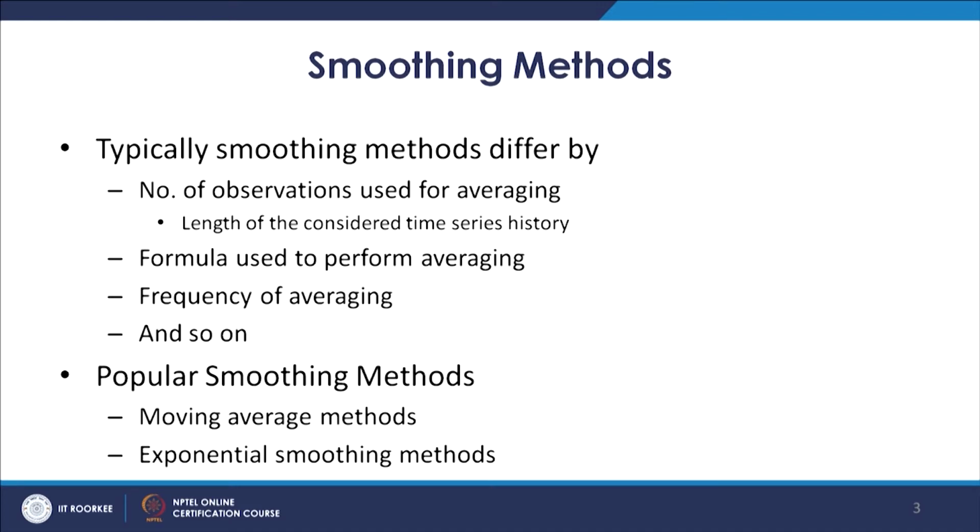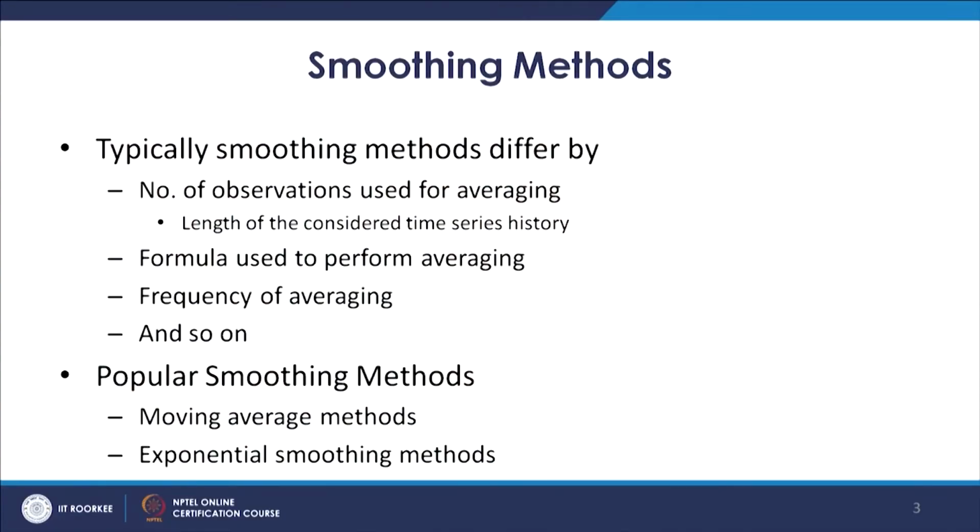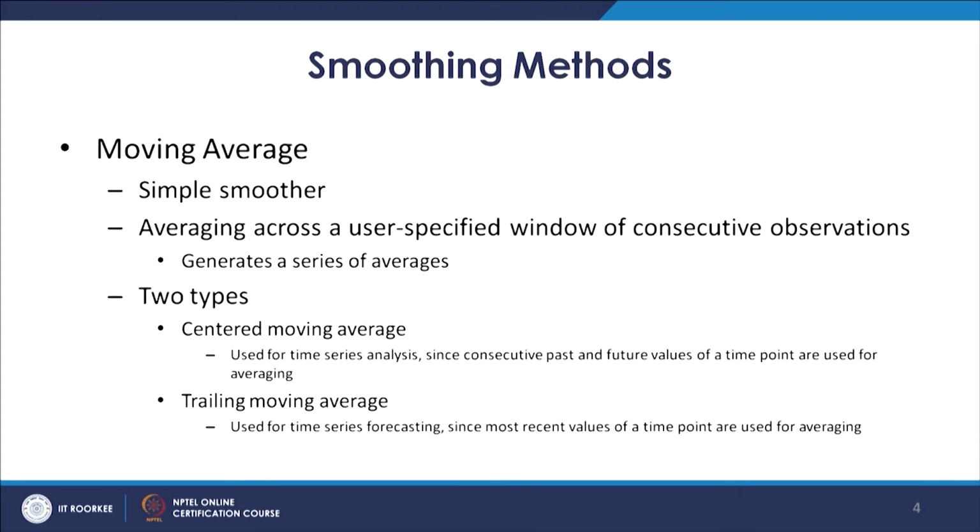You can see all these aspects of the different smoothing methods that we discussed: number of observations, formula used for averaging, frequency of averaging. These computations are to be done on the data, and there could be different smoothing methods depending on how these things are changed. We are going to cover two popular smoothing methods. The first one is the moving average method. The second one is the exponential smoothing method. We will discuss them one by one. So, let us start with the moving average method.